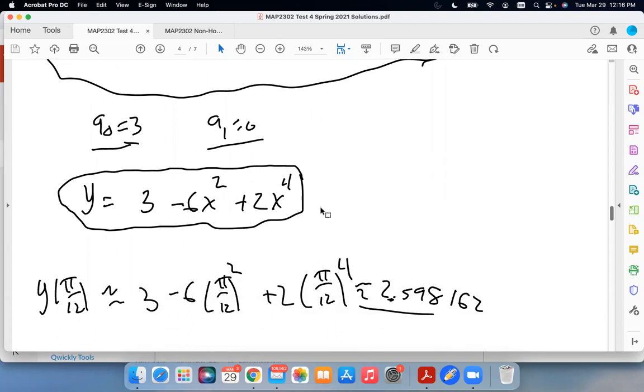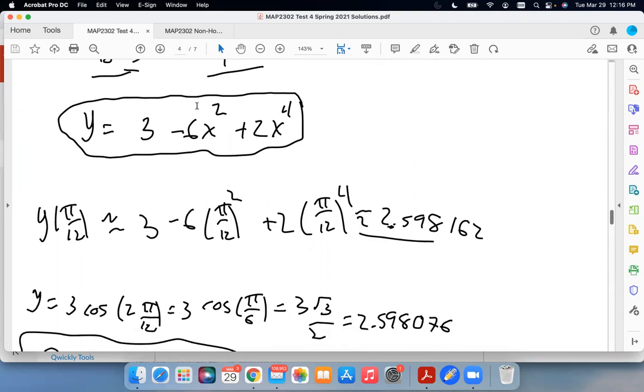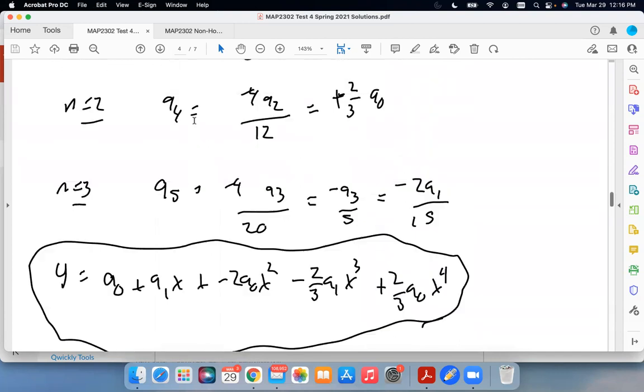So if you were to go and have an a6 or x to the 6th and an x to the 8th in here, you would get a better approximation. And honestly, it's probably a better answer to the question. Okay, but I stop there. So I get this 4th degree polynomial as an approximation to the actual solution.